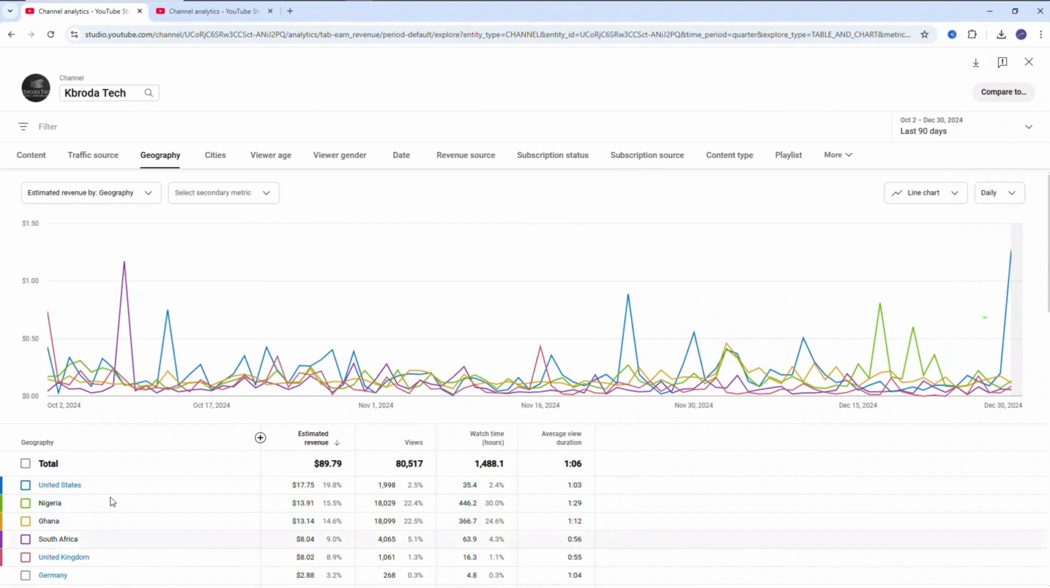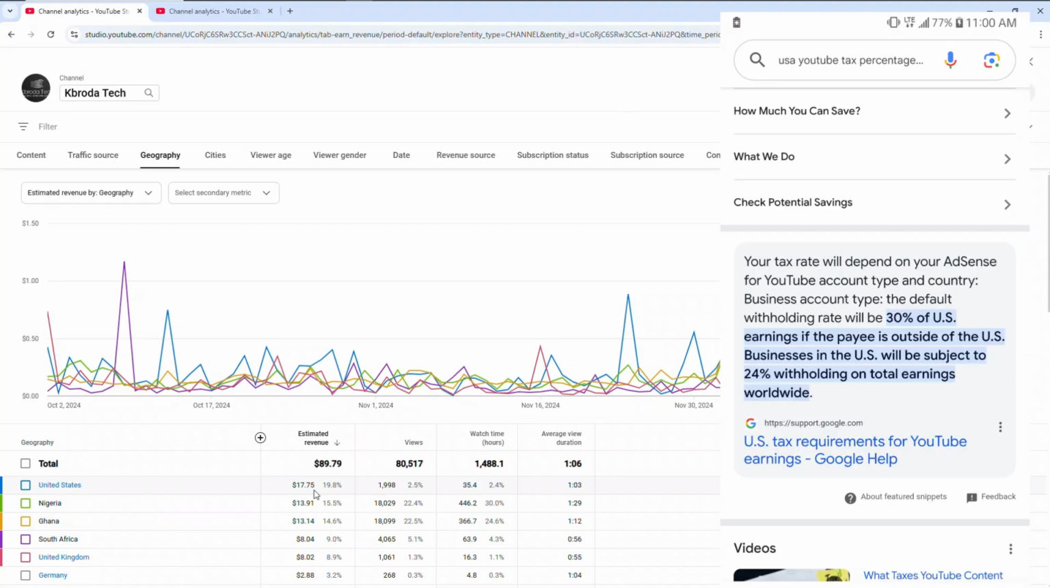So look at the countries. US, you can see I'm making a lot of money from the US. That's $17, and they are saying the tax for the US is 30% if you are outside the US, and if you are in the US it's 24%. You can see on my screen, this is from YouTube, their website, you can look at the URL there. So it's 30% if you're outside, 24% if you are in the US.